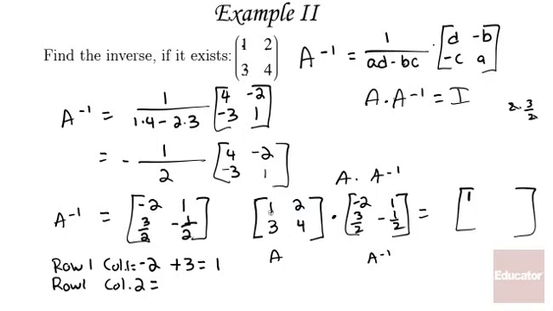Row 1, column 2. That's 1 times 1 is 1. 2 times negative 1 half is negative 2 over 2, which is negative 1. So that's 1 minus 1, that's 0. 0 goes in the row 1, column 2 position. Let's go on to row 2, column 1.